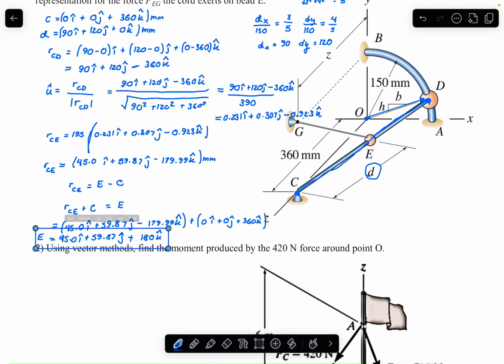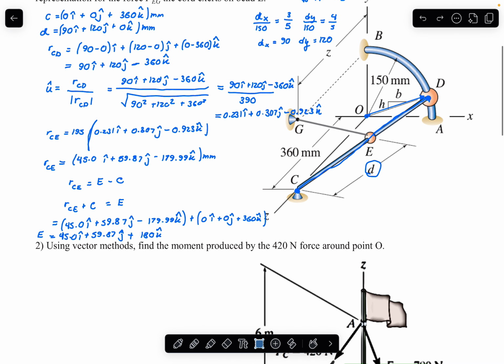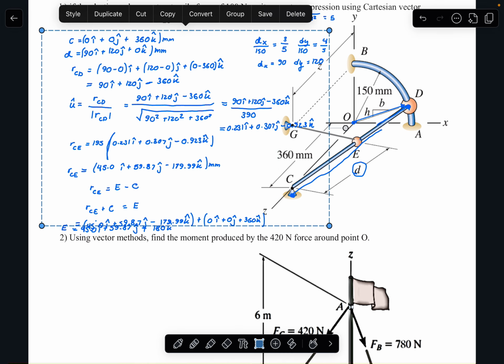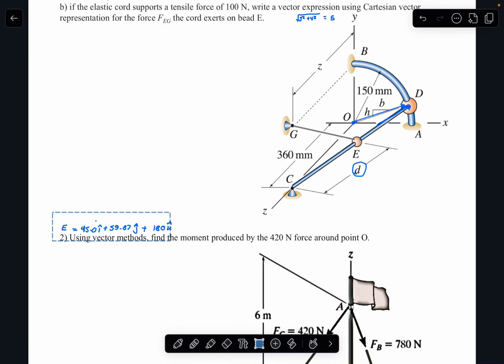Now, make sure you completely understand everything. If you need to, rewatch this part. Now I'm going to erase this and we're going to do part B. And I'm only going to keep the answer for E.